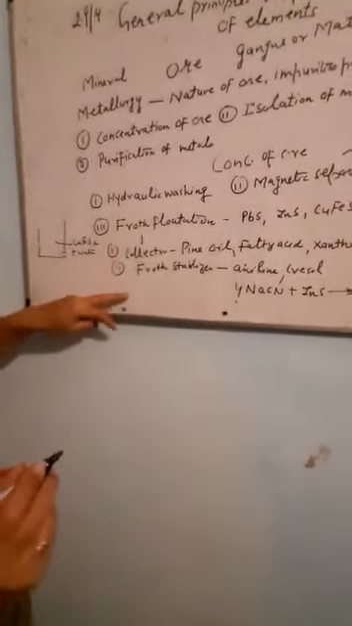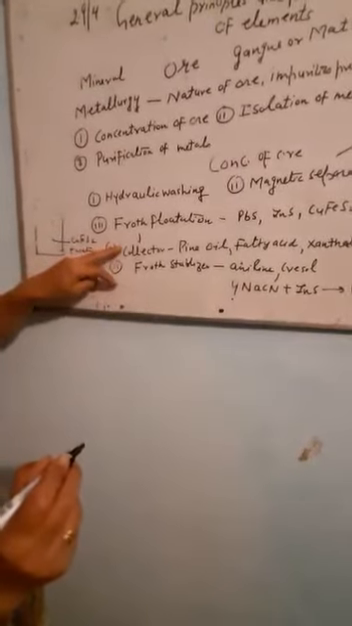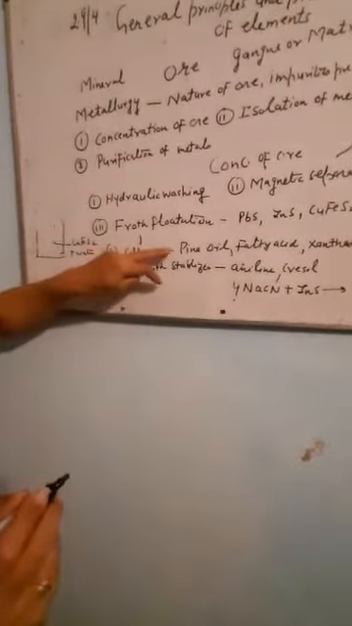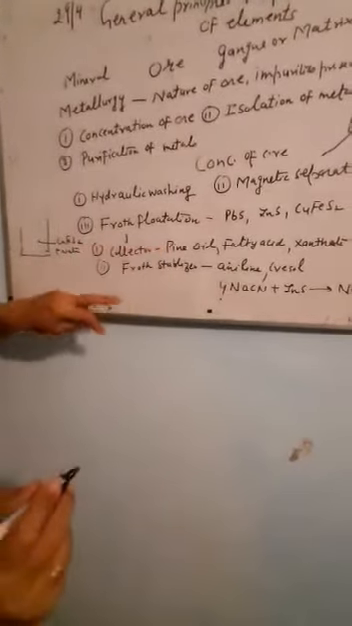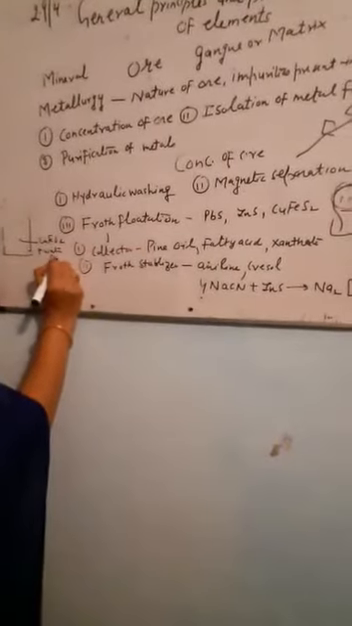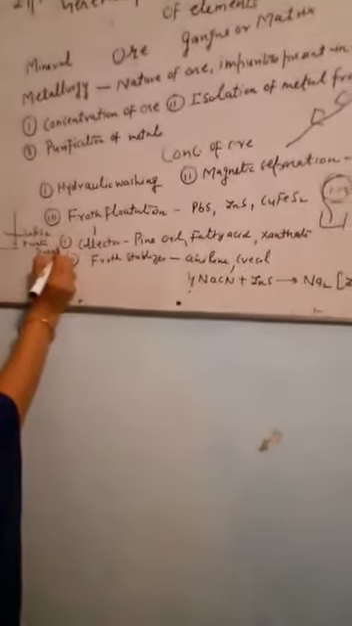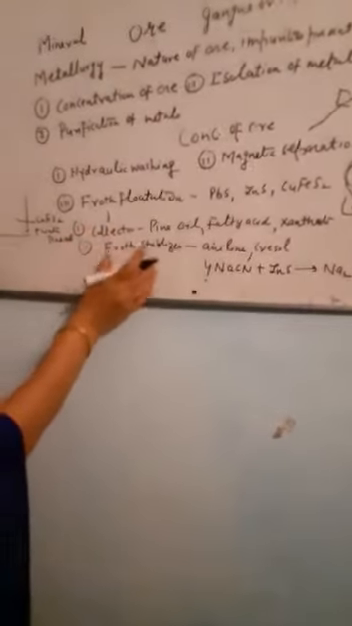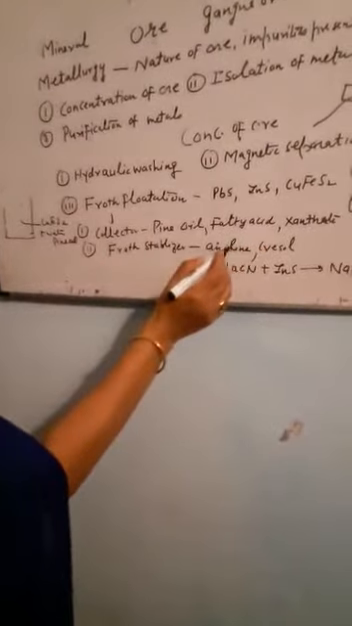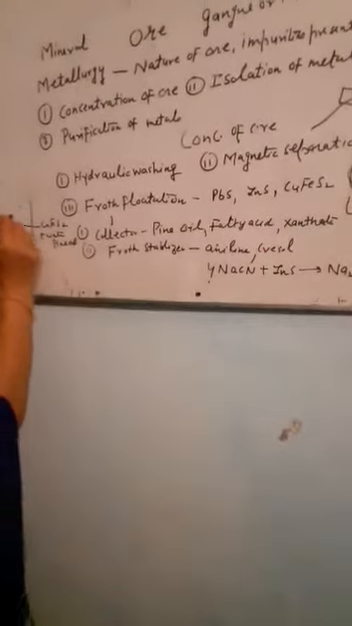Two things are added. One is a collector. It enhances the wettability of the ore. Pine oil is taken here as the collector, and then a froth stabilizer. Either aniline or cresol is added. This will stabilize the froth.